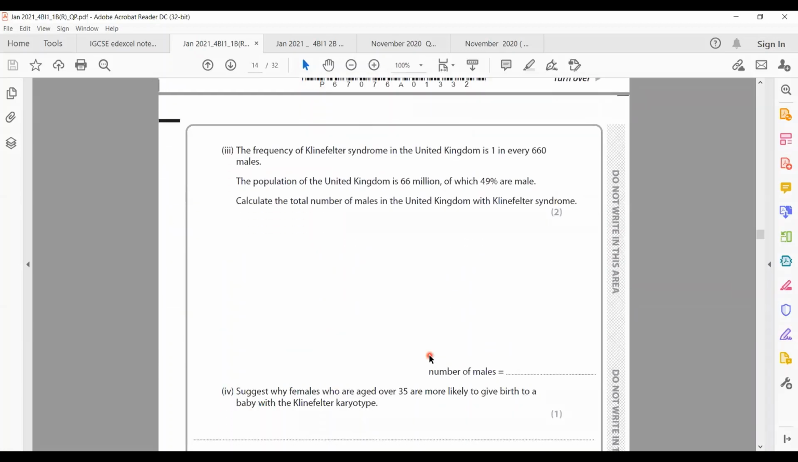طيب دماس. The frequency of Klinefelter syndrome in the United Kingdom is 1 in every 60 males. Population of the United Kingdom is 66 million, of which 49% are male. Calculate the total number of males in the United Kingdom with Klinefelter syndrome.